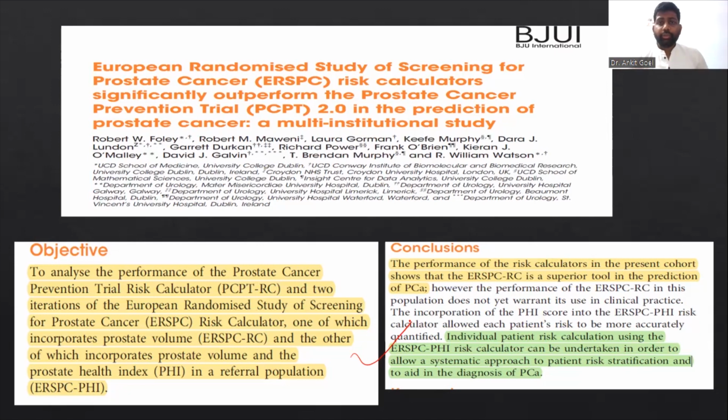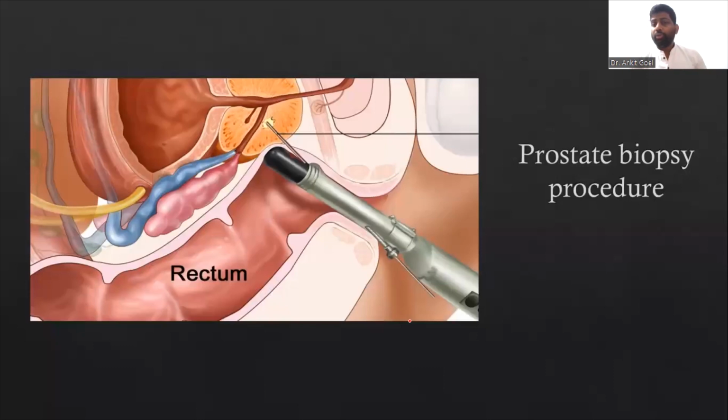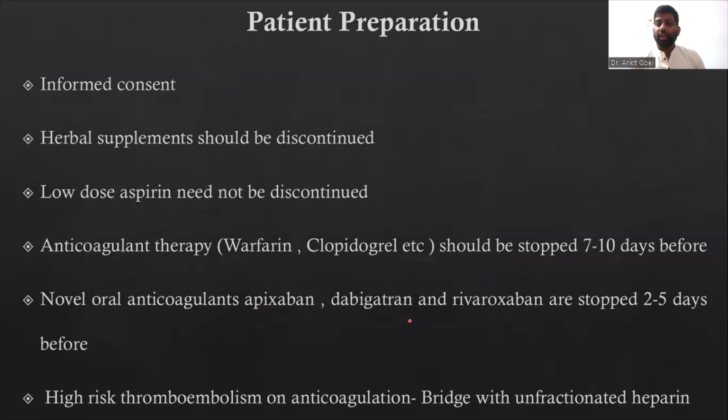Now, let us move ahead to the prostate biopsy techniques. How do we perform a transrectal prostate biopsy? First, we prepare the patient after proper consent. These are all the AUA and EAU guidelines which we have to follow when we take the patient for a prostate biopsy. Any anticoagulants should be stopped 7 to 10 days before the procedure. The novel anticoagulants need not be stopped 7 to 10 days before in every patient. We can stop them just 2 to 5 days before the procedure. If the patient is at high risk of embolism, in those patients we can bridge them with unfractionated heparin. So this is very important.